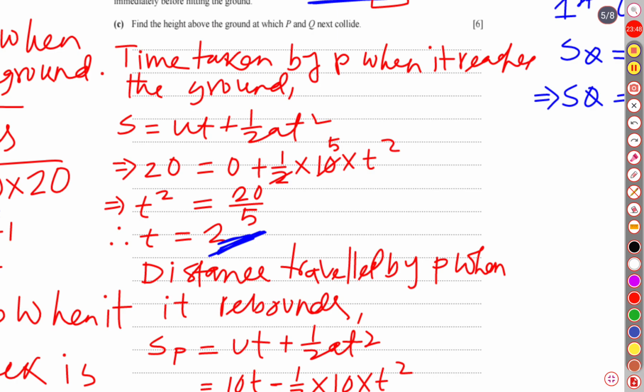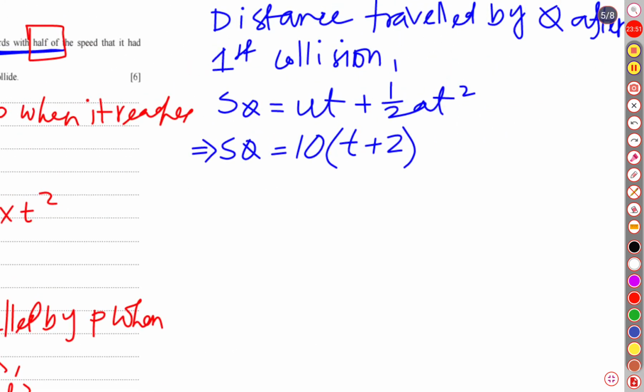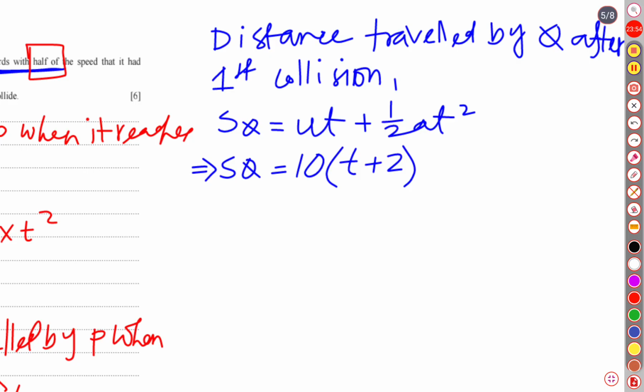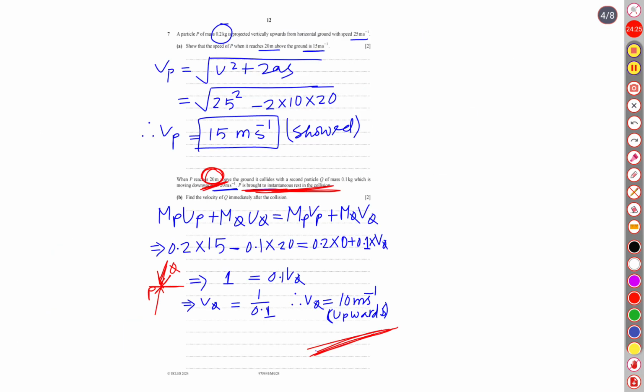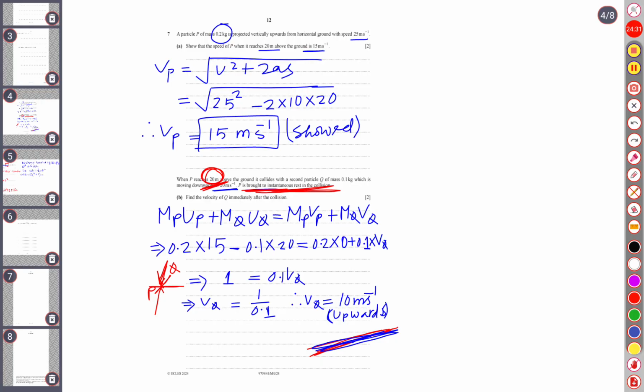That means the time taken by Q must be 2 seconds more than the time of P, because P is being counted after the rebounding back from the ground. It started again, but Q was continuously moving on. That's why Q took 2 seconds more. Also the direction is opposite between the velocity of Q and acceleration due to gravity. Acceleration due to gravity acts downward, whereas the velocity of Q was upward. Here we have written the velocity of Q after the collision was upward.